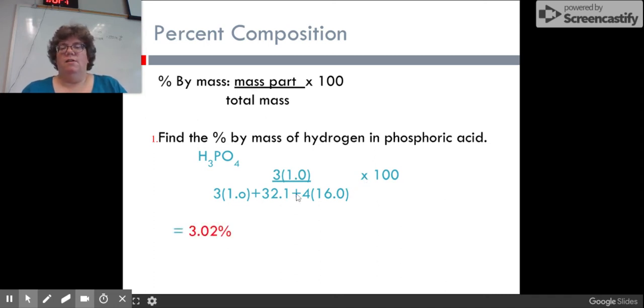When you calculate that all out, you get 3.02%. So 3% of phosphoric acid is made up of hydrogen. The other 96.98% is made up of the phosphorus and the oxygen. But that 3.02% is from the hydrogen.